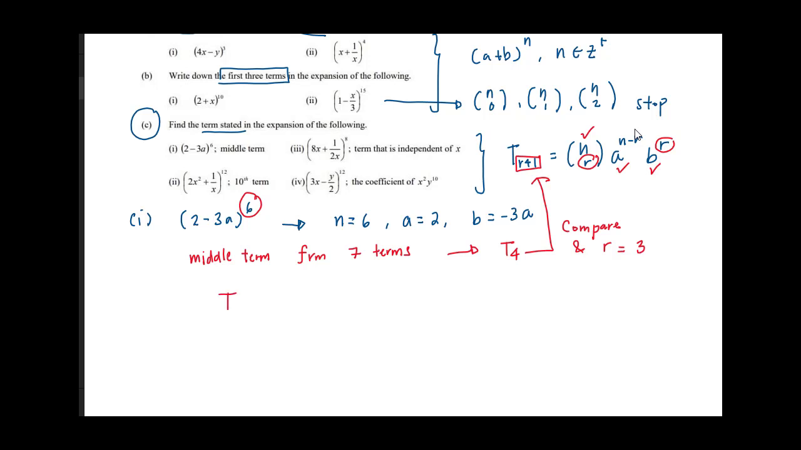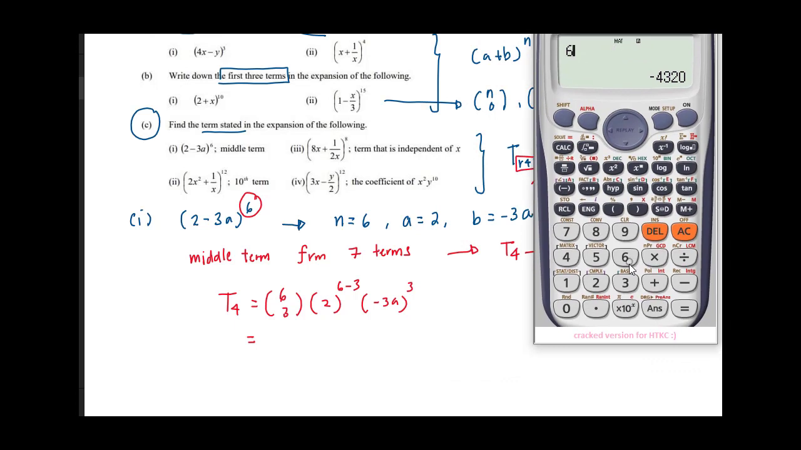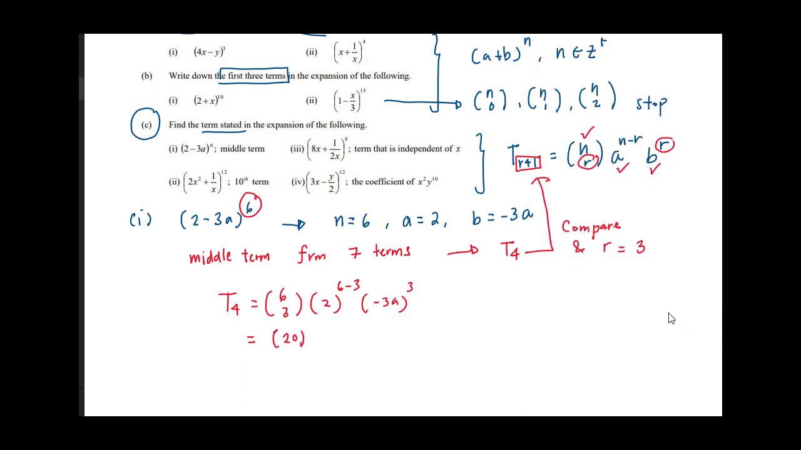Now we can find it. Therefore T4 equals 6C3, be careful with it, the r is 3, 2 to the power of 6 minus 3, (negative 3a) to the power of 3. We use the calculator to calculate the binomial coefficient, so 6C3 equals 20. So this is 20 and this one is 8, and do not forget this is negative 27 because (negative 3) power 3 a cubed. You simplify it and you will get the final term as negative 4320a to the power of 3. So this is how we get question 1.